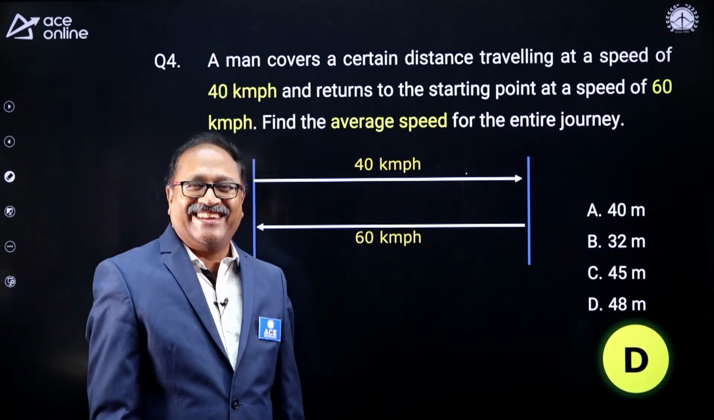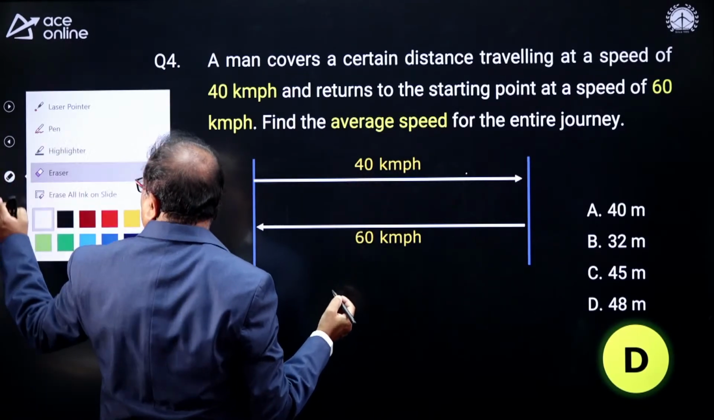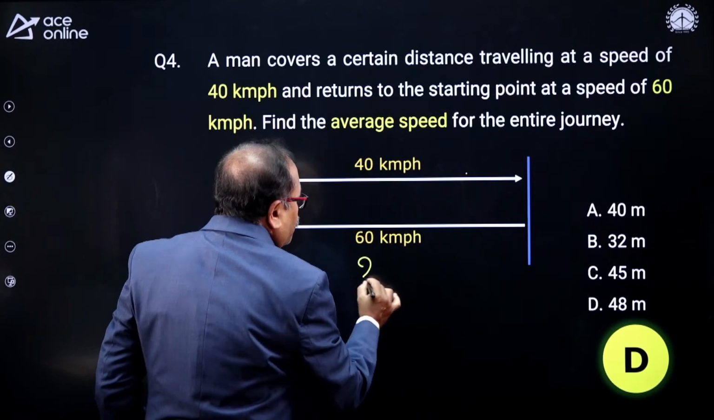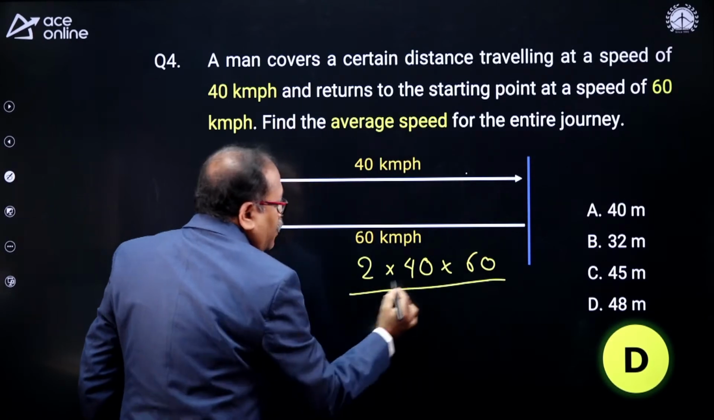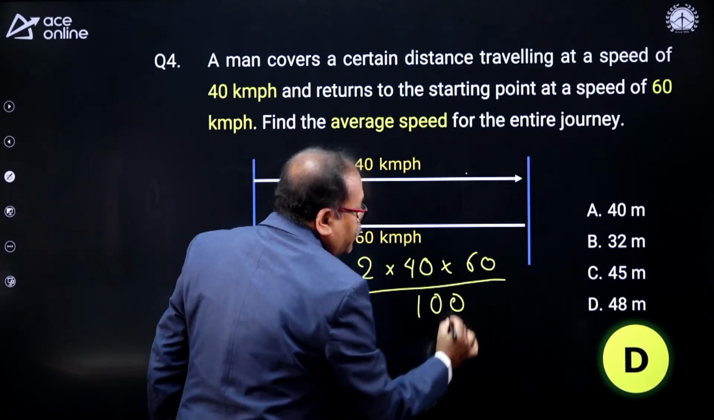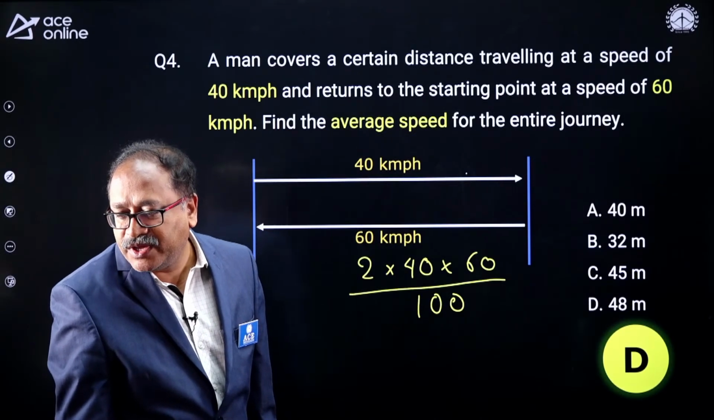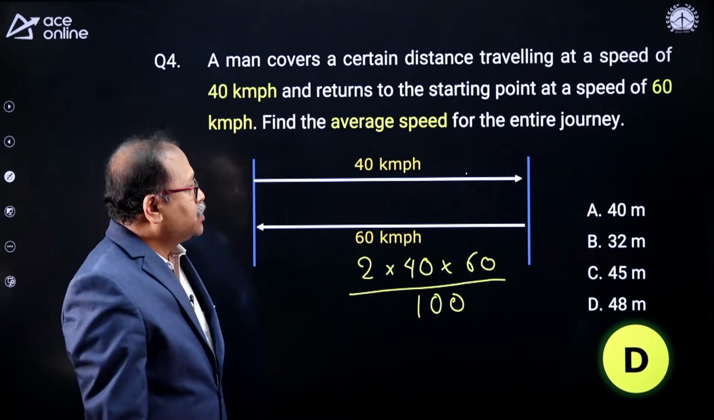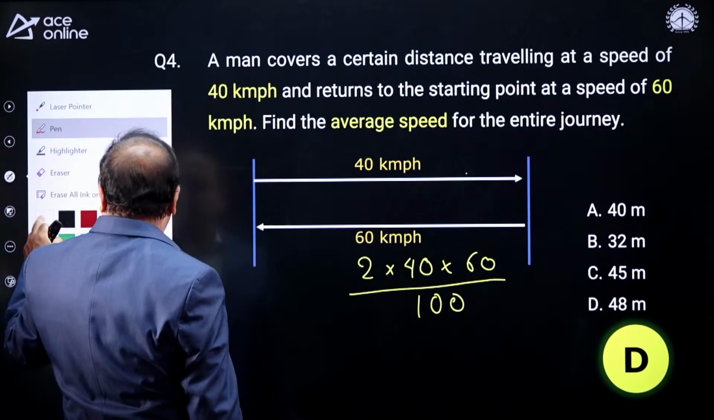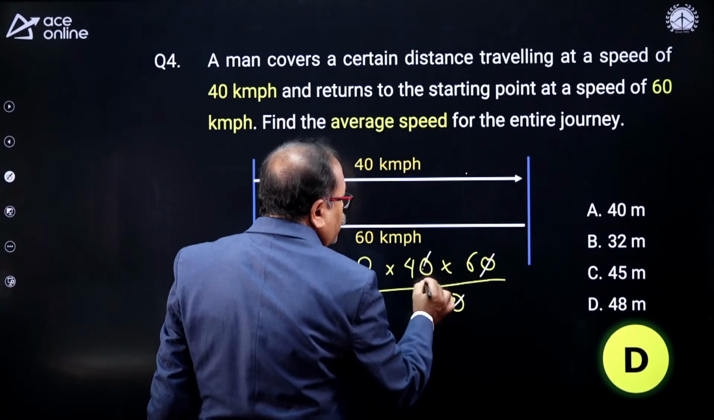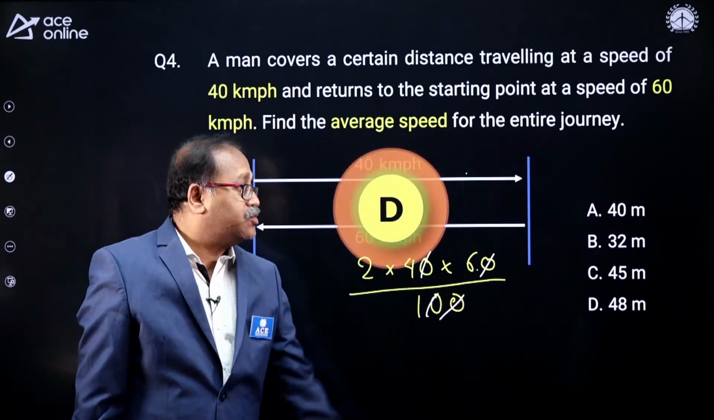It's D. Now I will simply apply this formula: 2 into 40 into 60 by 40 plus 60, which is 100. So look at the answer here. When you cancel this, 6 4s are 24, 24 into 2 is 48. Option choice D.